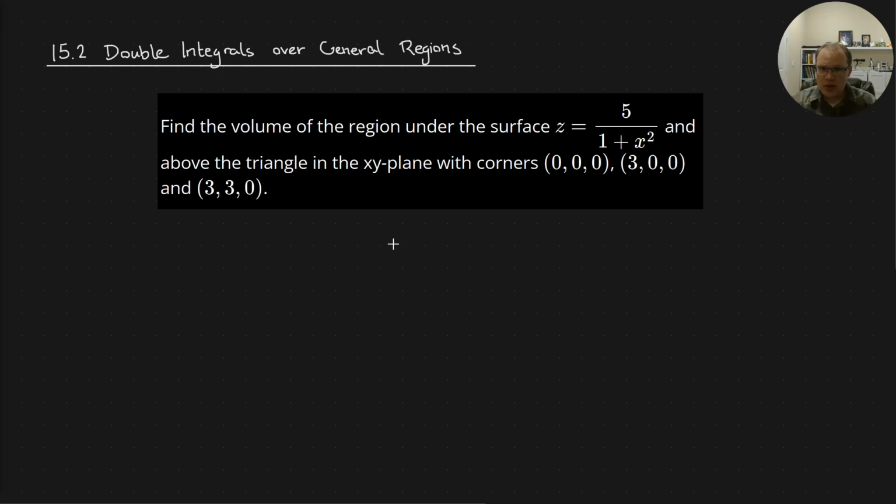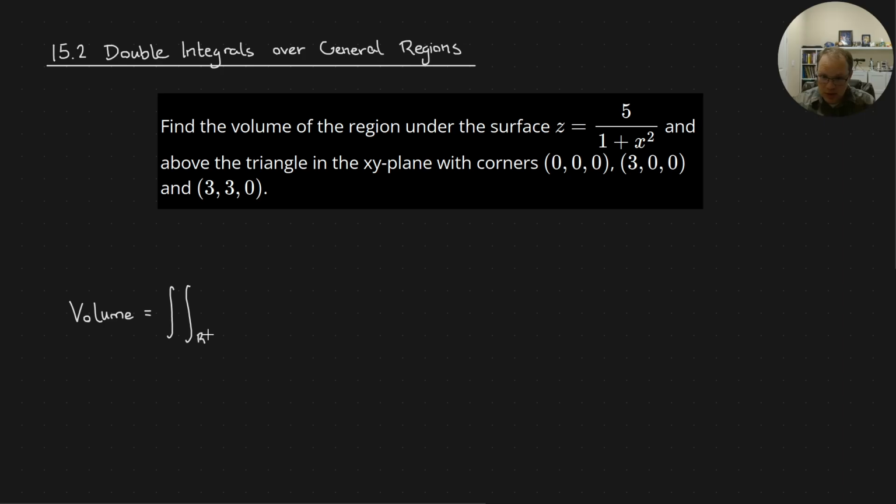Okay, so let's take a look at this one. We want to find the volume of the region under the surface z equals 5 over 1 plus x squared, and above the triangle in the xy plane with corners (0, 0, 0), (3, 0, 0), and (3, 3, 0). All right, so this is exactly the kind of problem that double integral is great at solving. We want to find the volume underneath the surface z equals 5 over 1 plus x squared over a particular region, right? That's exactly what the double integral does.